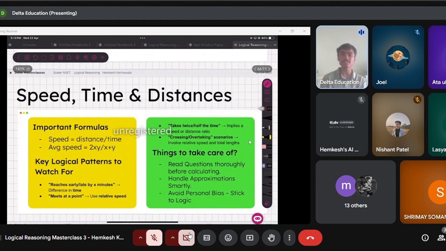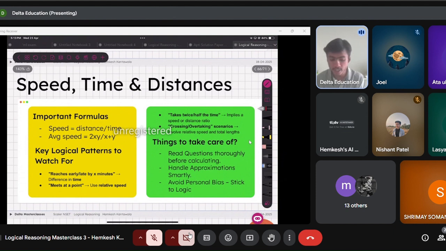Now coming to the last topic, which is speed, time and distance. Again, this is very much similar to your 11th and 12th standard physics in 1D. Like you have the first chapter in 11th, I think, motion in one direction. So questions are very much similar to that. Basic formula which you need to know is speed, which is distance upon time. Average speed, the formula is not required at all. You can do it intuitively as well.